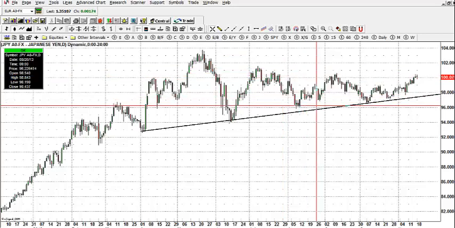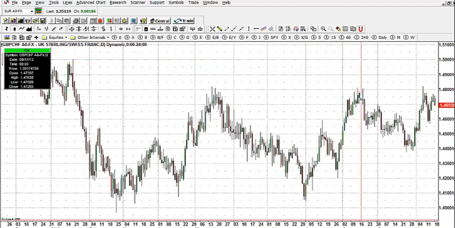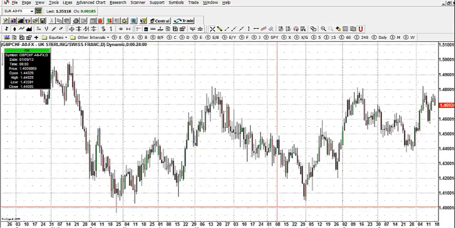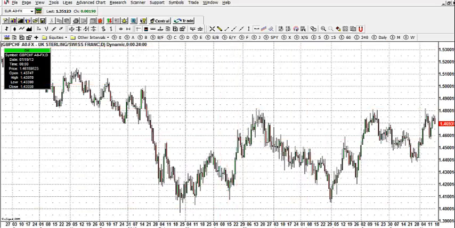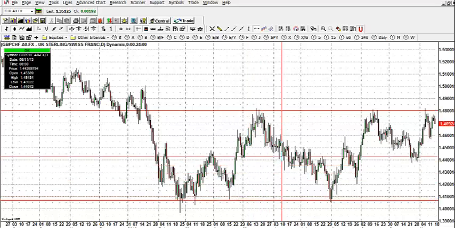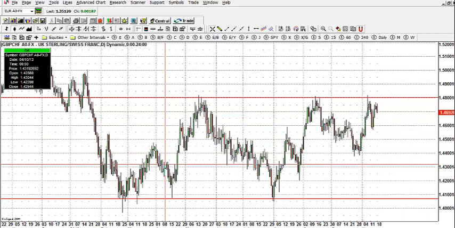And the final market we're going to take a look at is the British pound Swiss franc. We can see here that this market is in a rough channel with 148 acting as resistance, and I would say this 140.80 area as support. So the market tested this 148 area once, twice, and is testing it again.